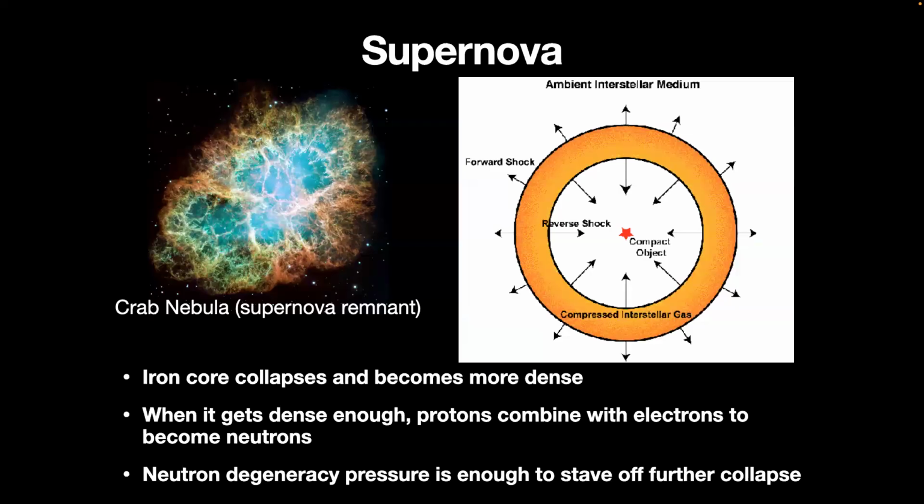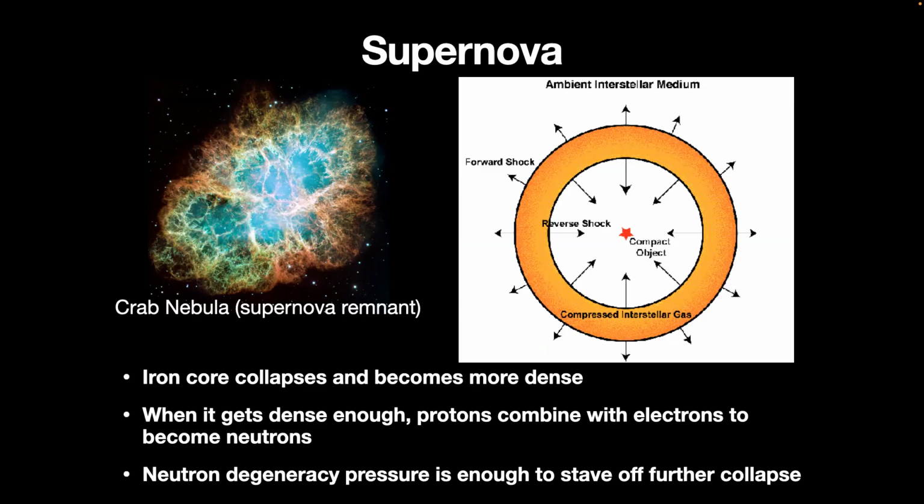So low mass stars, if you'll remember, gently pulsate their outer layers away, but high mass stars blast them away with an explosion. So in this situation, the iron core collapses rapidly, becoming even more dense. When the density gets high enough, the protons and electrons can combine to become neutrons.